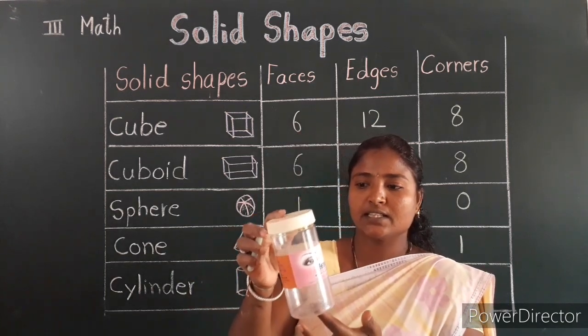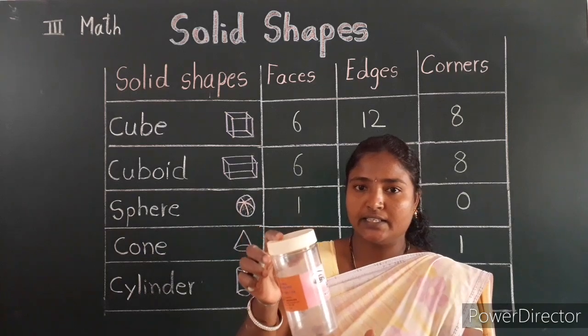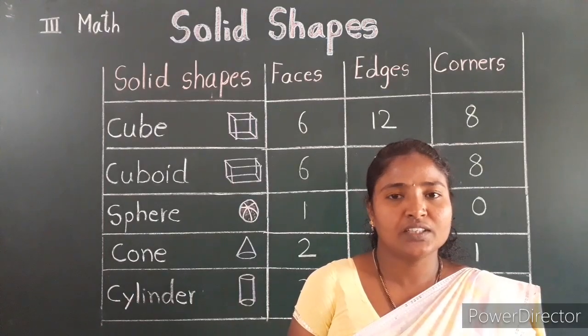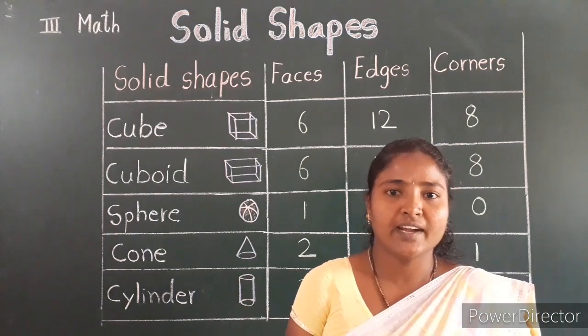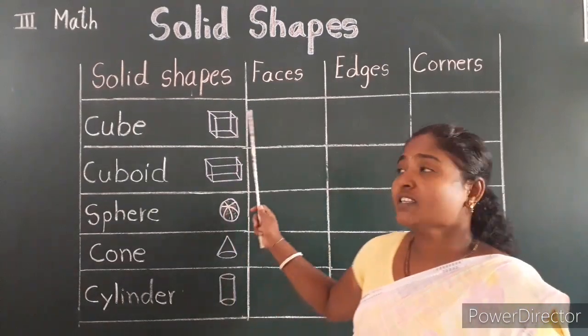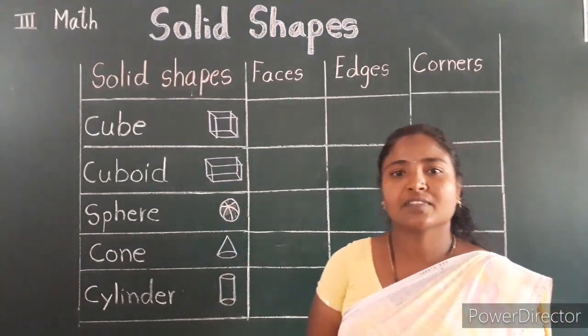An example for a cylinder is a plastic jar. This is like a cylinder. Now, in this video, you learned shapes and solid shapes. Children, complete this table. Thank you.